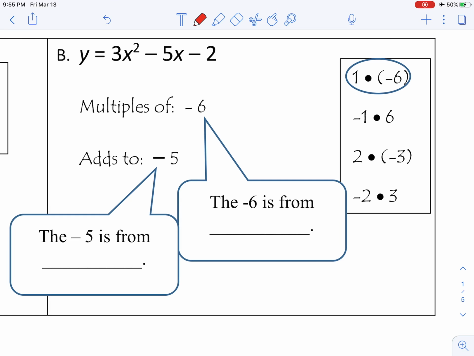Okay, so it already tells you what the answer is, so that's not even what we're looking for. What we did was we multiplied these two together. So where did I get that? I got it from 3 times negative 2, or A times C. Where did I get the negative 5 from? It's the B value.